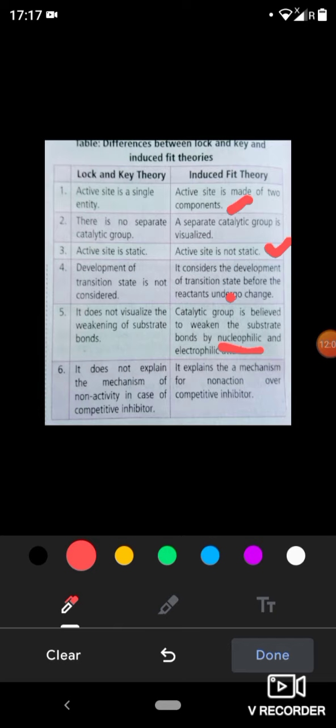So this is all about the mechanism of enzyme action, how it lowers the activation energy and forms the activated state or the transition state and results in the formation of product. Then there are two hypotheses, one is the lock and key theory and one is the induced fit theory. So this is all about the mechanism of enzyme action.